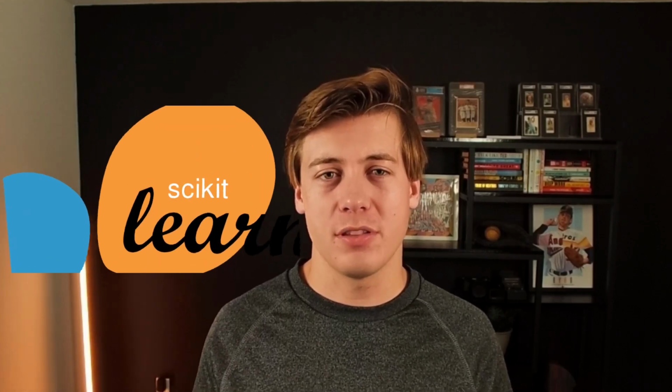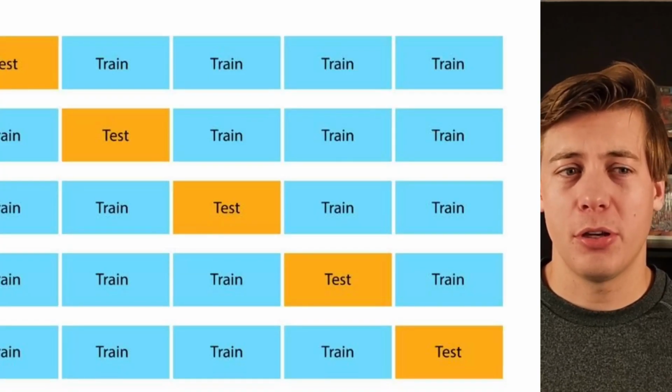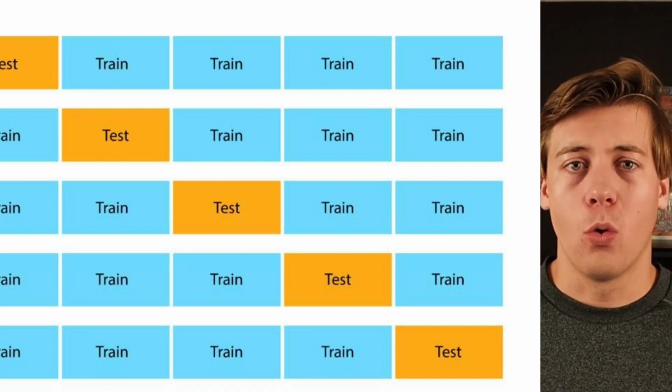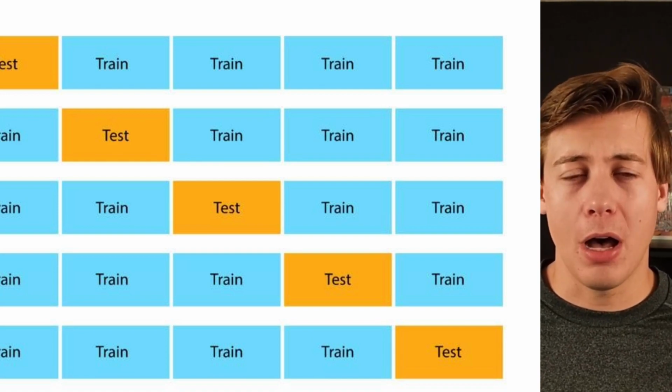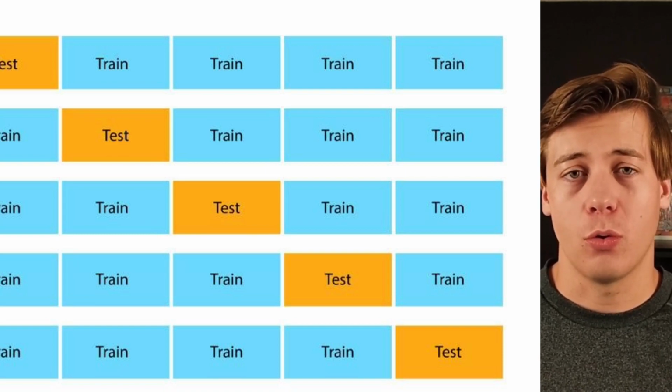In today's video, we're going to be covering cross-validation within Python with the help of Scikit-Learn. So first off, what is cross-validation? Well, cross-validation allows you to split up your data set into different subsets, also called folds. And when you run your model through it, you're going to be able to get multiple scores at the very end. Now, why is this important?